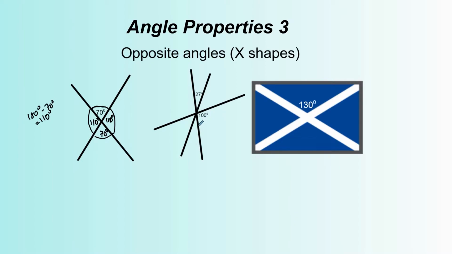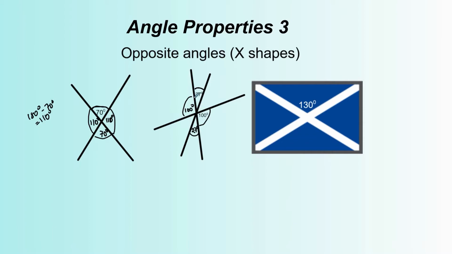Here, it's still X shapes, but there's an extra line added in, so there's an extra X. Now, we've got to be careful and make sure we are getting directly opposite when we match up the angles. So if this is 27 degrees here, then directly opposite is this one, which is 27 degrees as well. Likewise, 100 here, that's 100 degrees there. Okay, that leaves us one missing angle and the opposite angle to that one.